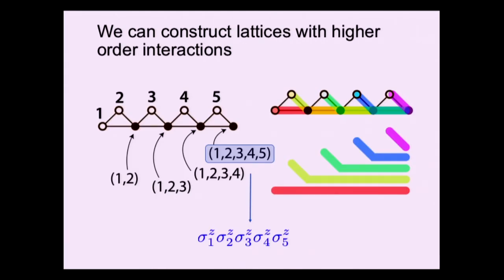Finally, we can construct lattices with high-order interactions. So here again, all the colored lines are logical X operators, and they overlap many times. And I mean, for at least the top right qubit on the left part of this diagram, they interact 5 different times. So we have 5-body terms.